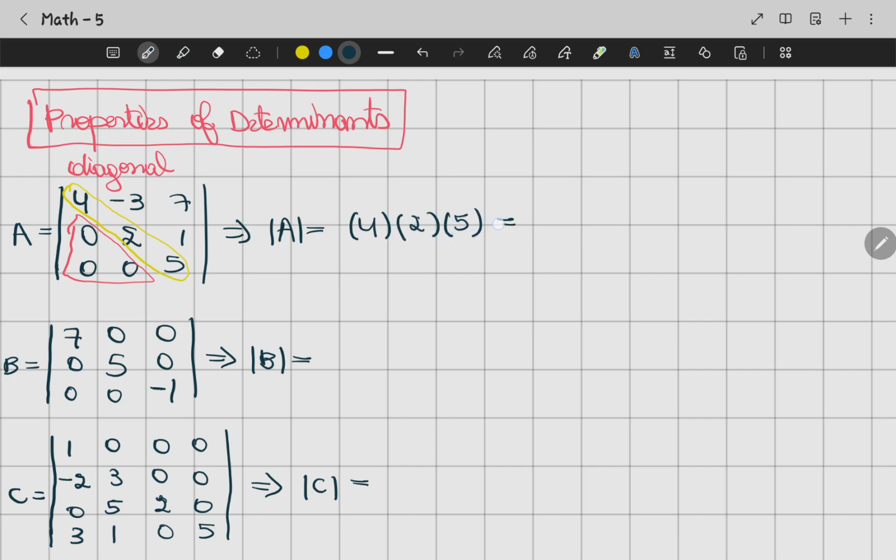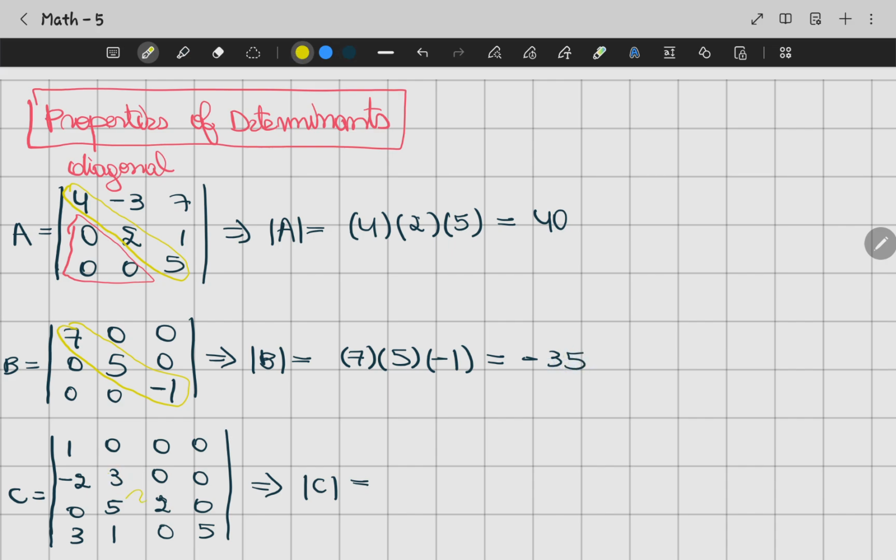This is what we're going to take in order to find the determinant, to save some time. The same goes for this one. You can see we have this diagonal. So the answer to this matrix would be 7 times 5 times negative 1, which will give us negative 35.